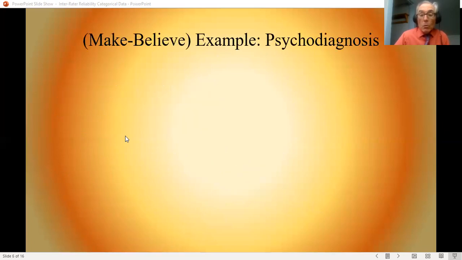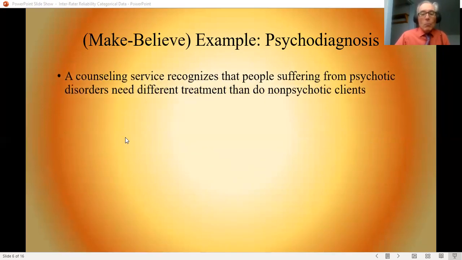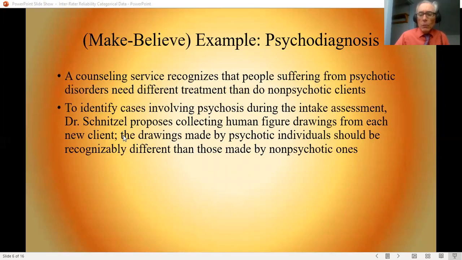That's actually it. So I'm going to use a make-believe example here. And I'm using a somewhat fanciful example in the world of psychodiagnosis. Not entirely fanciful, but a little bit so. So we're running a counseling service, and we realize through bitter experience that those patients who come to us who suffer from psychotic disorders, things in the schizophrenia spectrum, for example, have different treatment needs than do their non-psychotic peers.